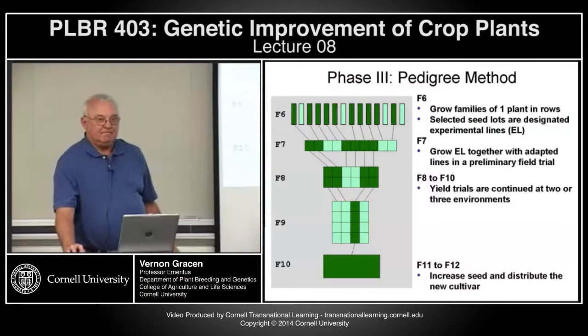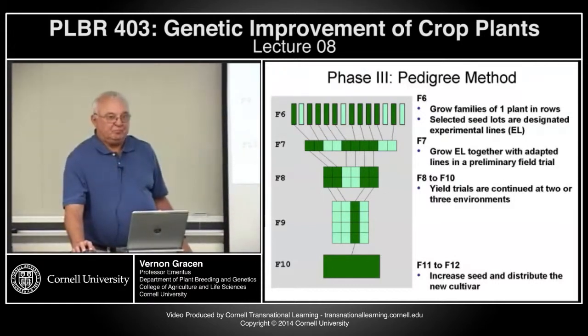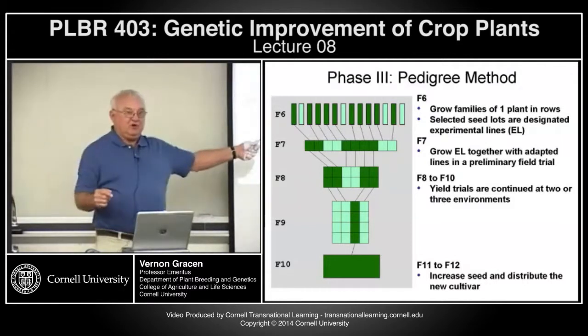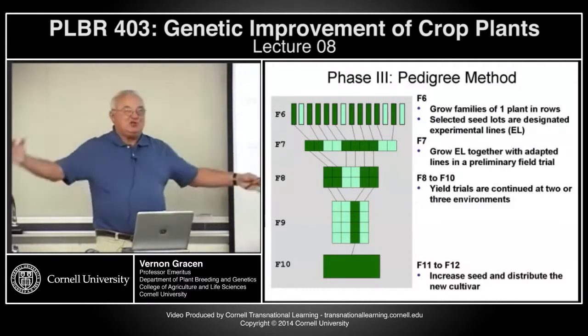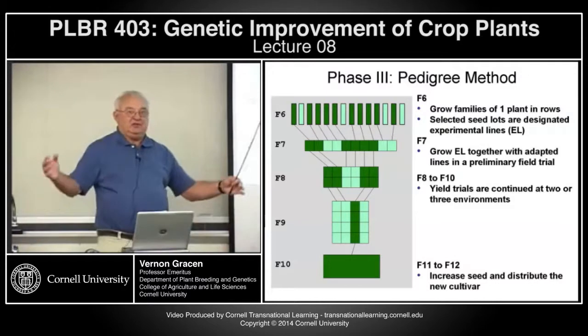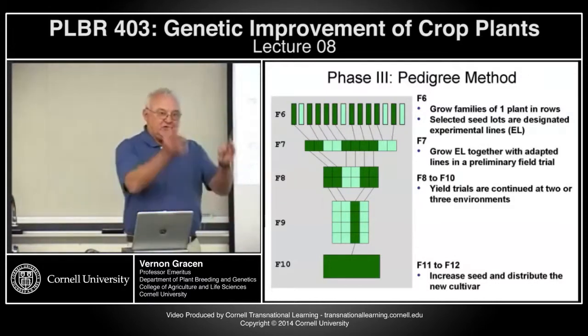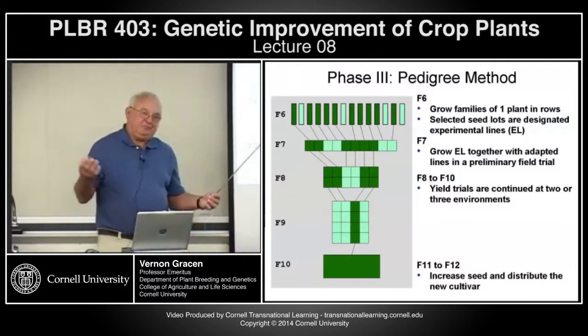How do you increase the seed? You just let it self-pollinate. You put it in isolation, so there's no chance, even though this is a self-pollinator, there's no chance of pollen blowing in. So you put it in isolation, and you just let the plants self-pollinate to produce more seed.